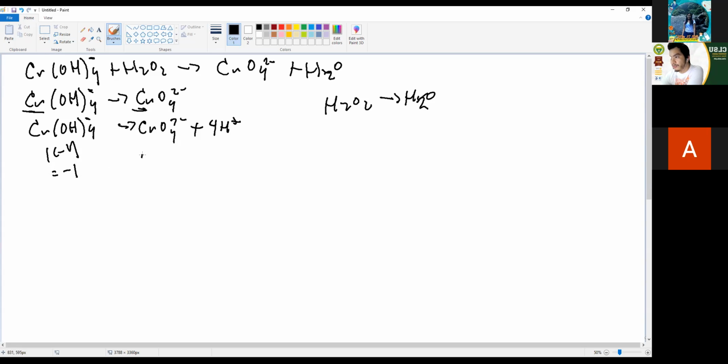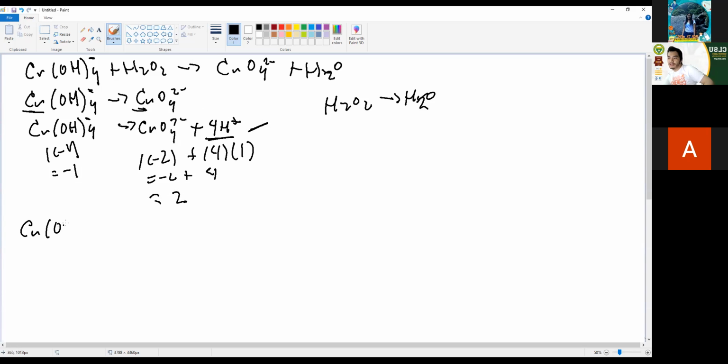Negative 2. So, 1 times negative 2 plus 4 times 1. So, negative 2 plus 4 is equal to 2. Yan. So, negative 1, yung 2, paano mo gagawin negative 1? So, magdadagdag tayo ngayon ng electrons dito sa side na to kasi dito ka nag-add ng hydrogen. Diba? Yun yung trend doon.